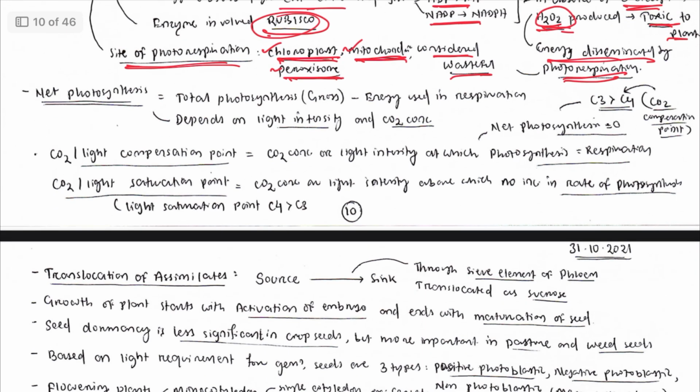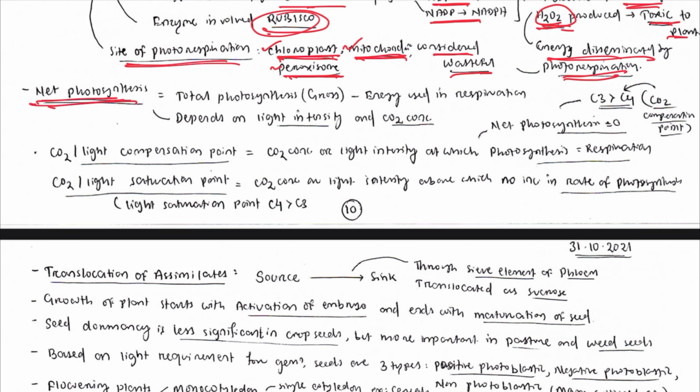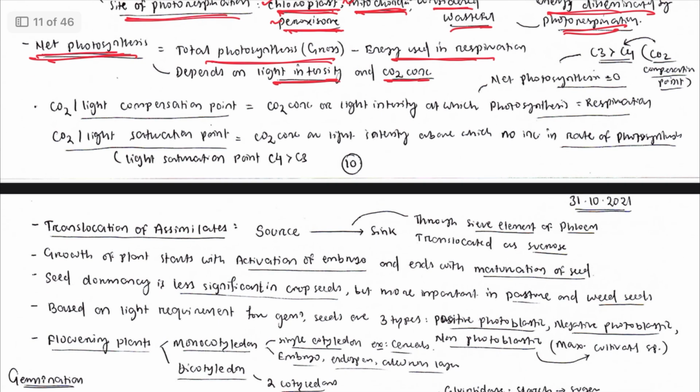Now, what is net photosynthesis? Net photosynthesis is equal to gross photosynthesis, that means total photosynthesis happening in the plant, minus energy used in the respiration process. It depends on light intensity and carbon dioxide concentration. So based on the carbon dioxide and light concentration, we can quantify this. There are two different points. One is the light or carbon dioxide compensation point. These are important from the exam point of view. You have to remember the carbon dioxide or light compensation point, and the carbon dioxide or light saturation point.